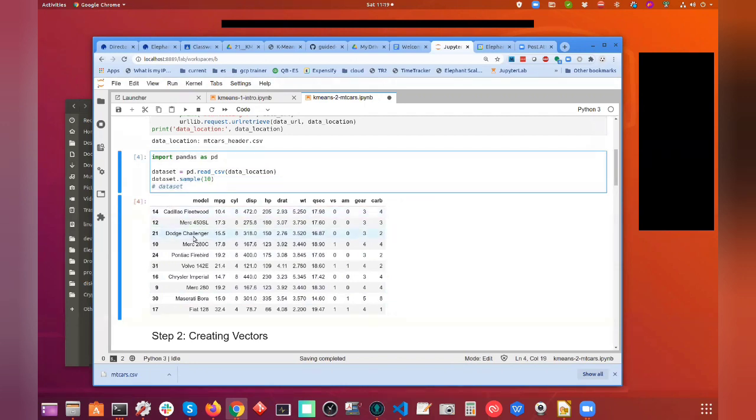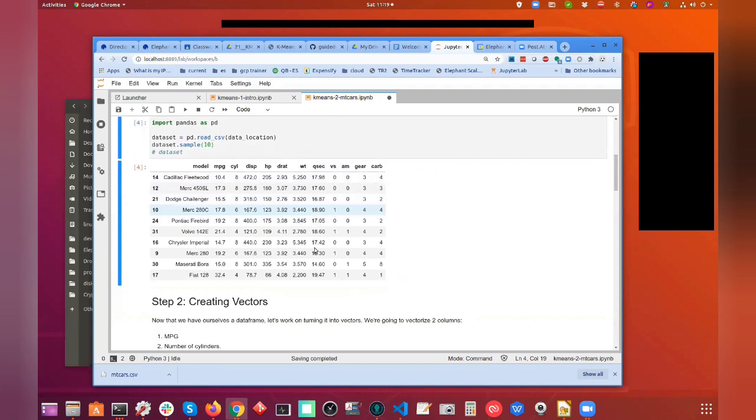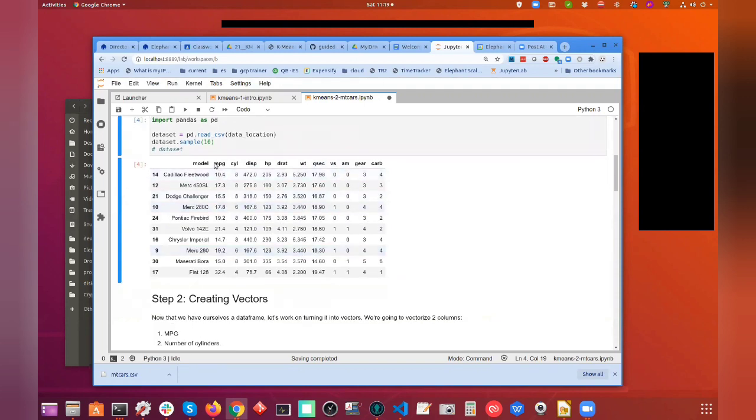Anyway, if you look at the data, here's the data: car model name and all the attributes for the cars, typical stuff like MPG, cylinders, horsepower, and all the usual. Now here I'm only going to select 2 attributes, MPG and cylinders. We could have used all of them, but for simplicity I just want to use 2 attributes, the number of miles per gallon and the number of cylinders.